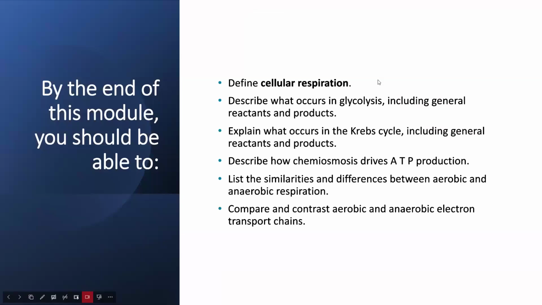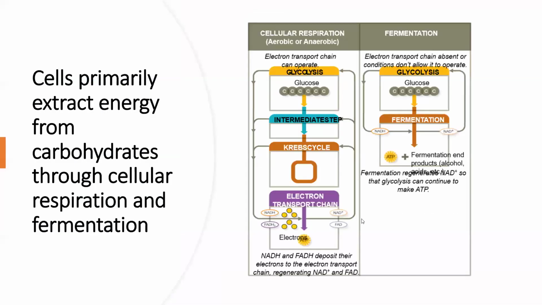Now, we've got quite a few objectives, but by the end of this module, you should be able to define cellular respiration, describe what occurs in glycolysis and the Krebs cycle, and describe chemiosmosis and how it drives ATP production. List the similarities and differences between aerobic and anaerobic respiration, and compare and contrast aerobic and anaerobic electron transport chains.